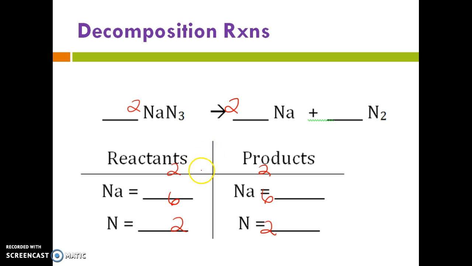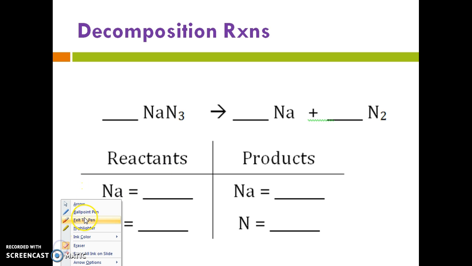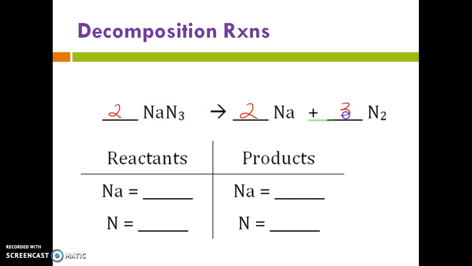Go ahead and pause the video here so that you can try your hand at this decomposition reaction. All right, and let's see how you did. You should have the coefficients of 2, 2, and 3. Atom counts, there should be 2 sodiums and 6 nitrogens on both sides of the chemical equation.